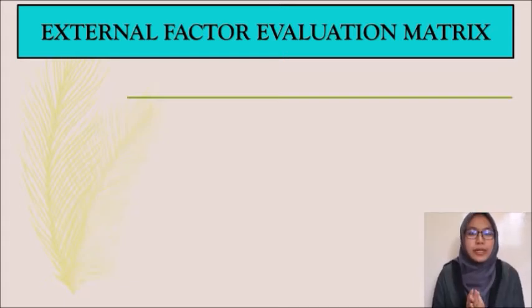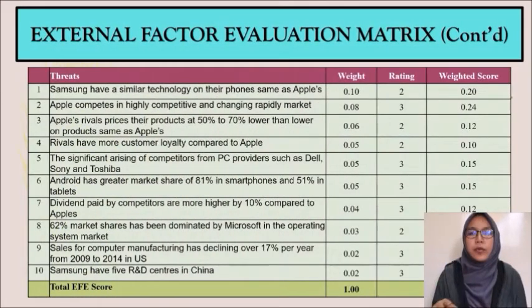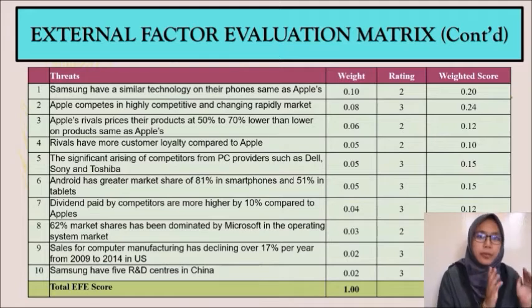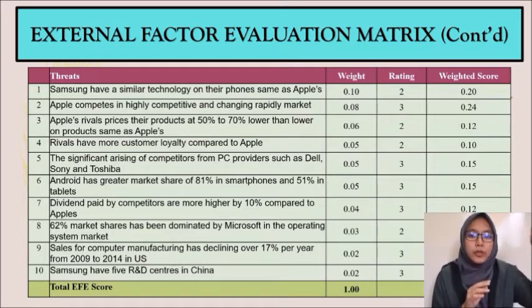To do this matrix, there are 5 steps. First, list all key external factors that we identified in the external audit process. For our Apple case study, we identified 10 opportunities that we can see in the slide and also 10 threats on the next slide. Step 2 is to assign to each factor a weight that ranges from 0, not important, until 1, the most important. But make sure that all the weights of the opportunities and threats total to 1.